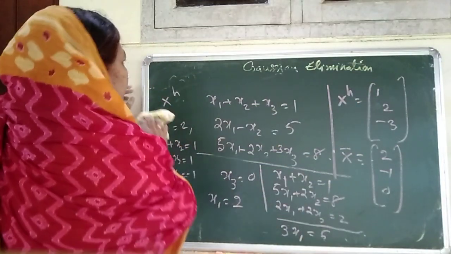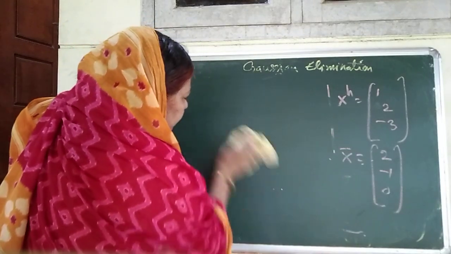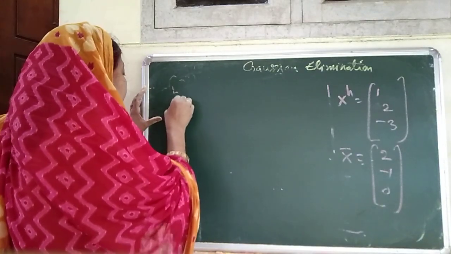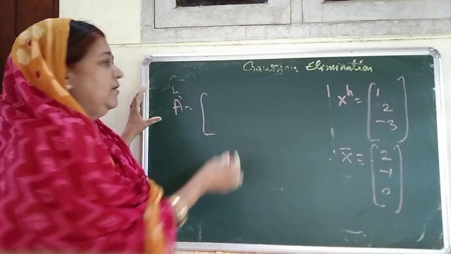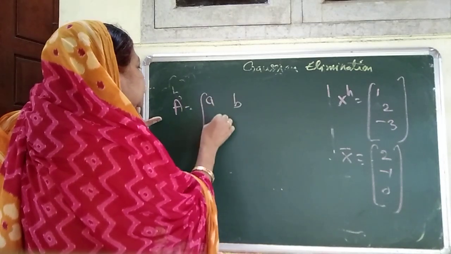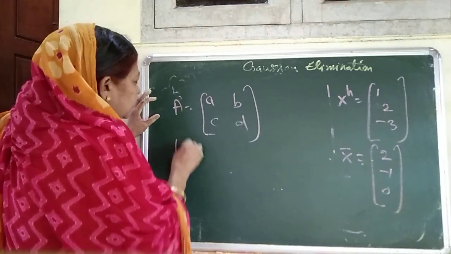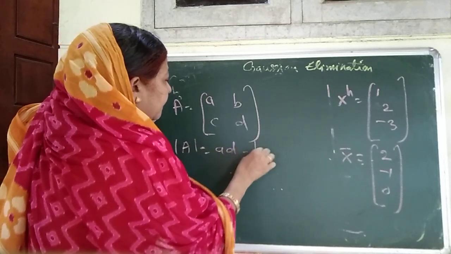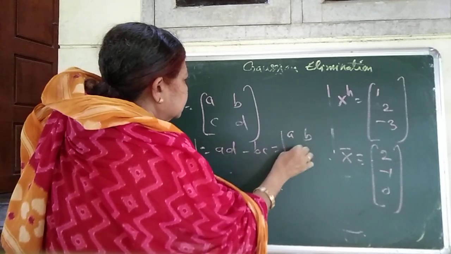Then we come on to the determinant. We know every square matrix has a determinant. For a 2 by 2 matrix with entries a, b, c, d, the determinant is defined as ad minus bc, and is denoted by the array a, b, c, d.